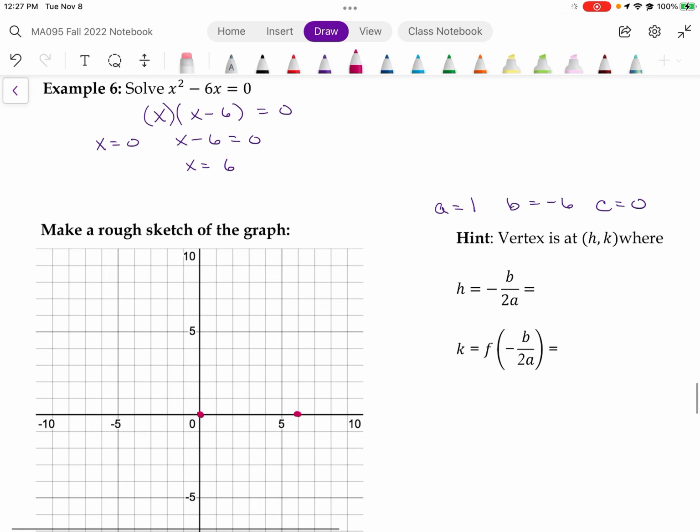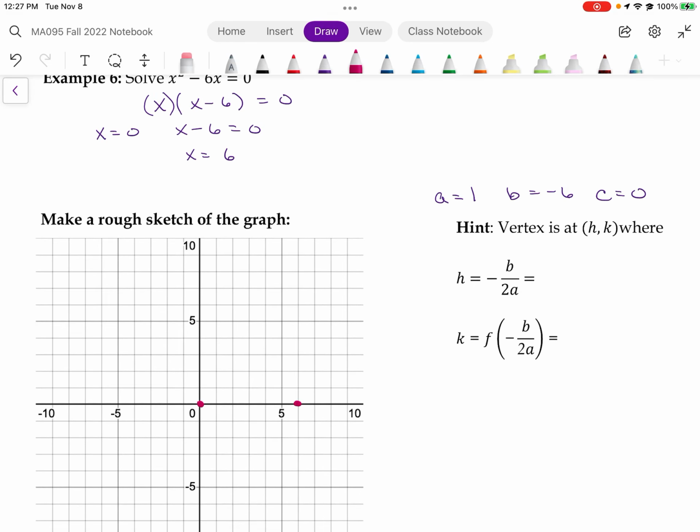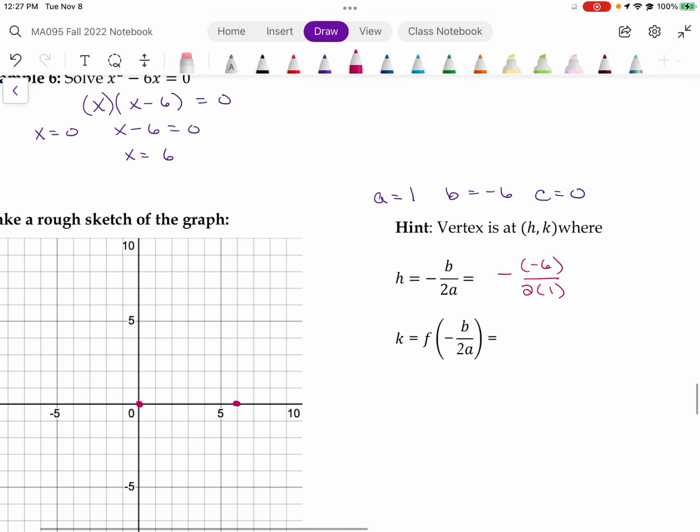All right, so now, in order to make a rough sketch, we really need to know the vertex. So the vertex is going to be negative b over 2a, where a is 1 again. I get 6 over 2 is 3, and the negatives cancel out. So now I need to find my k, which is f of 3, f of what we just found, negative b over 2a.